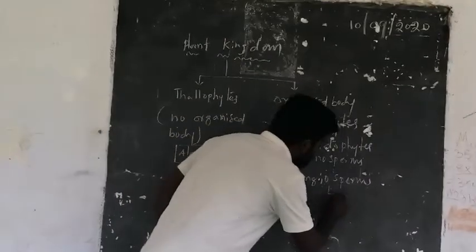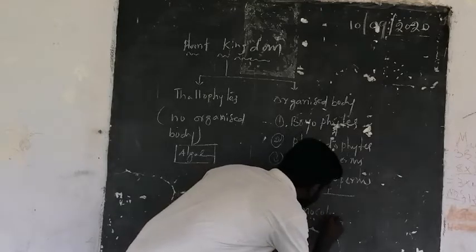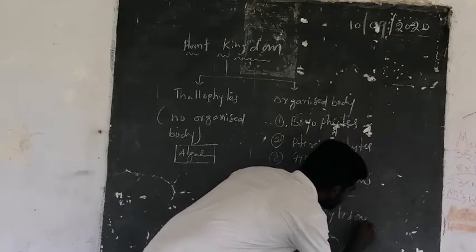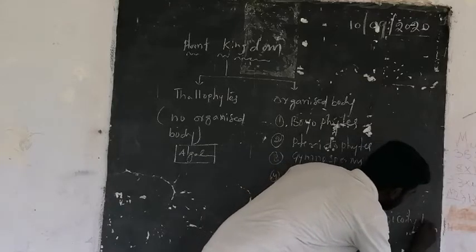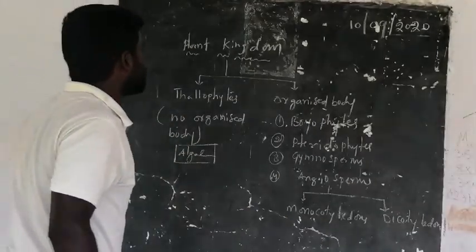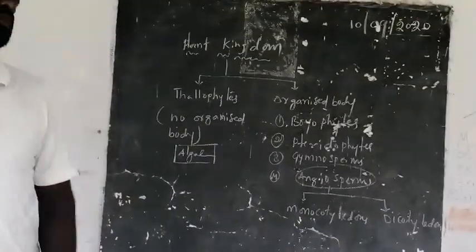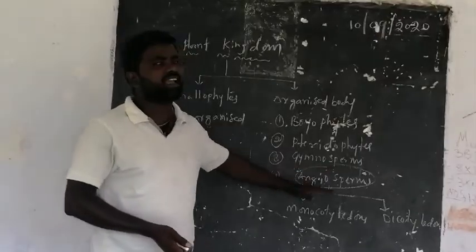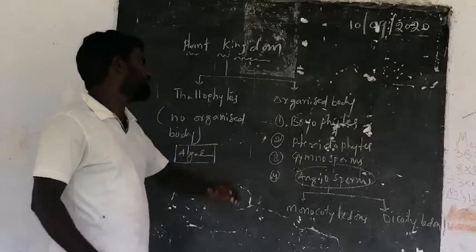These angiosperms are mainly categorized into two types. What are they? Monocotyledons and dicotyledons. Now let us briefly see about these angiosperms, which come under your subject or syllabus. Let us see the characteristic features of an angiospermic plant.